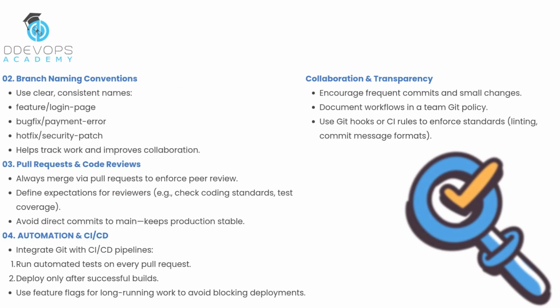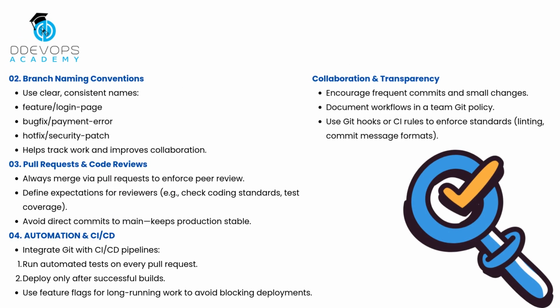Let's level up your Git workflow with best practices. Start with clear branch naming. Use formats like feature/login-page or hotfix/security-patch to keep things organized. Always merge through pull requests to ensure peer review and protect your main branch.